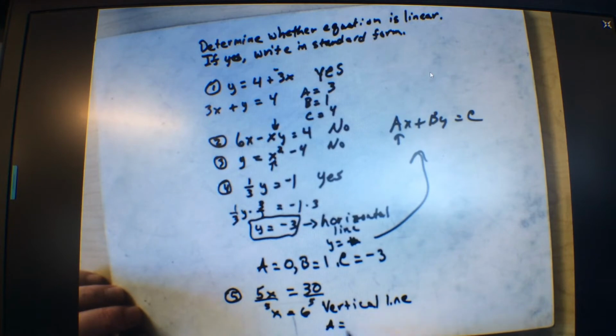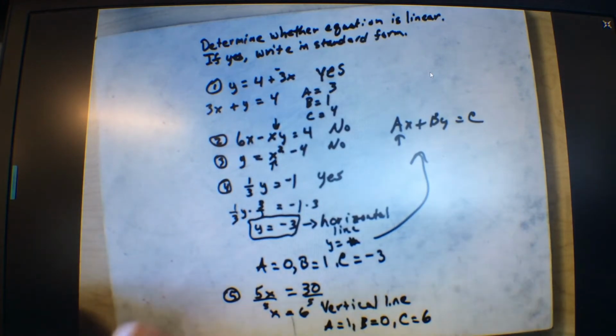A equals what? 1. B equals? 0. C equals? 6. All right, are those all integers? Is there anybody that does not understand where those three numbers came from? You need to understand. I want you to memorize these two guys.